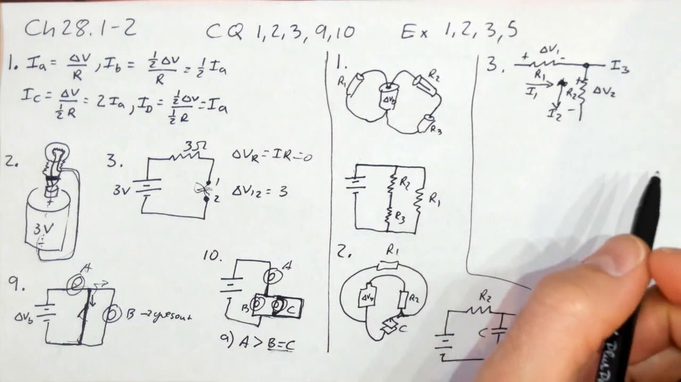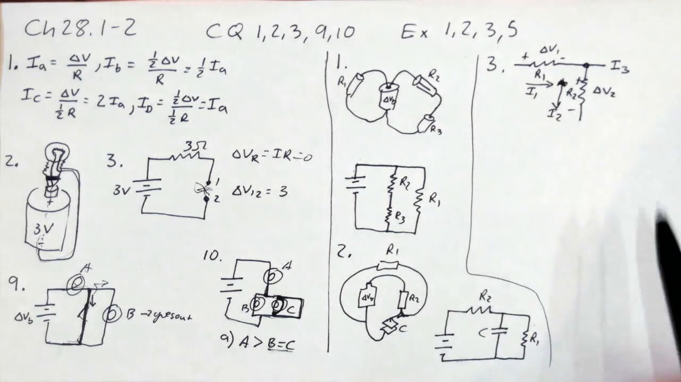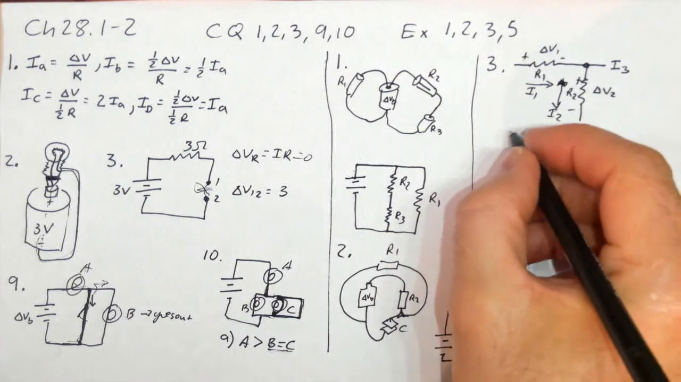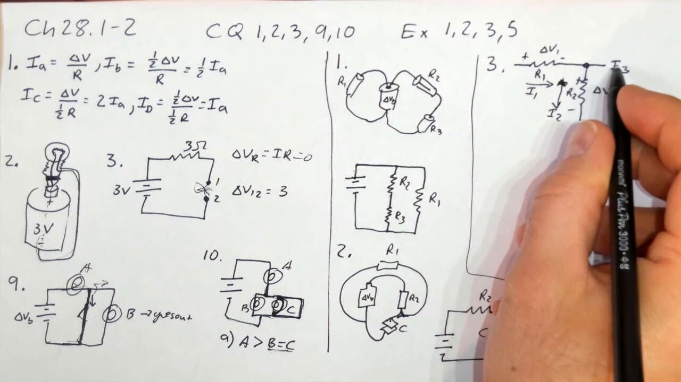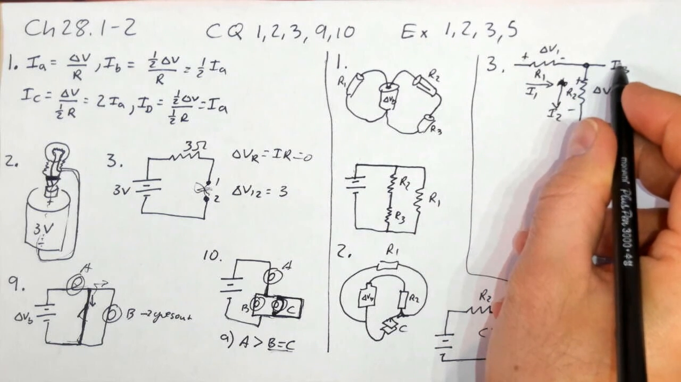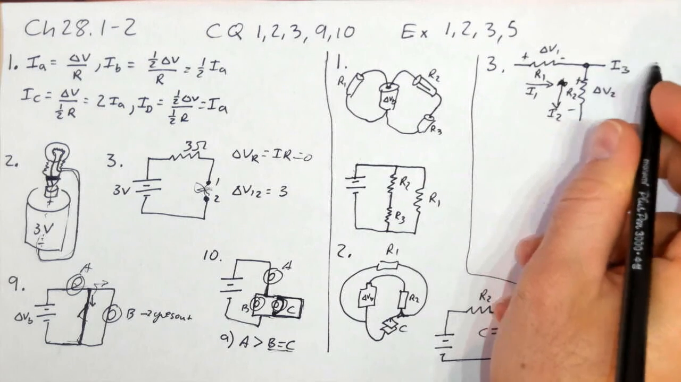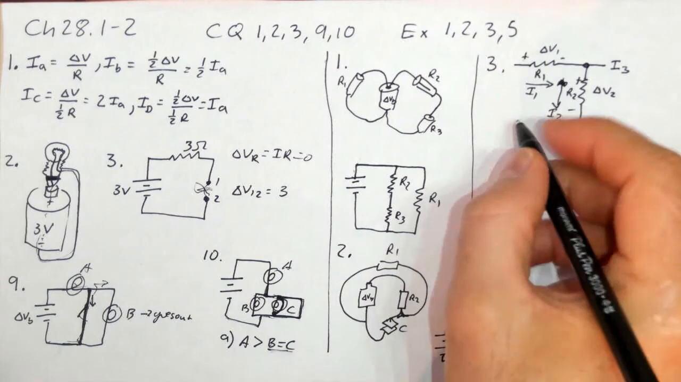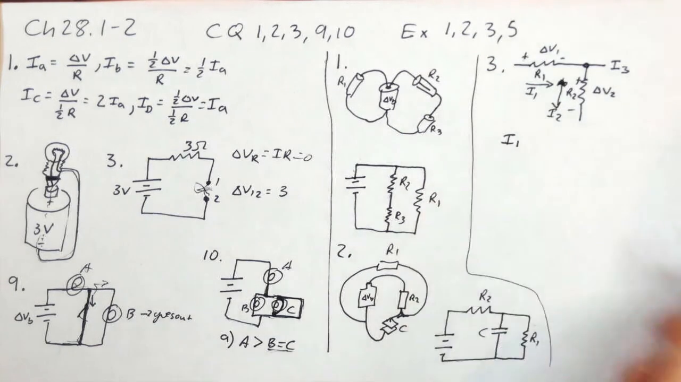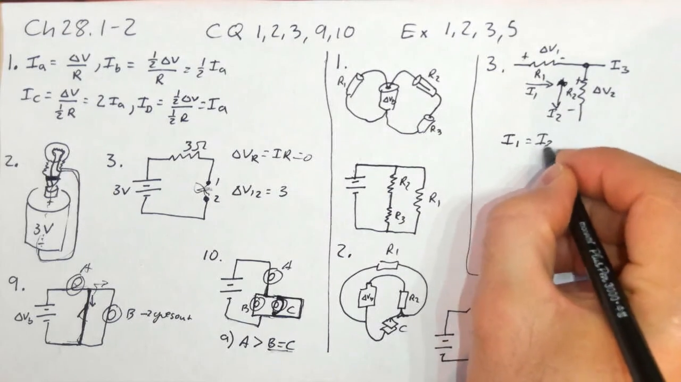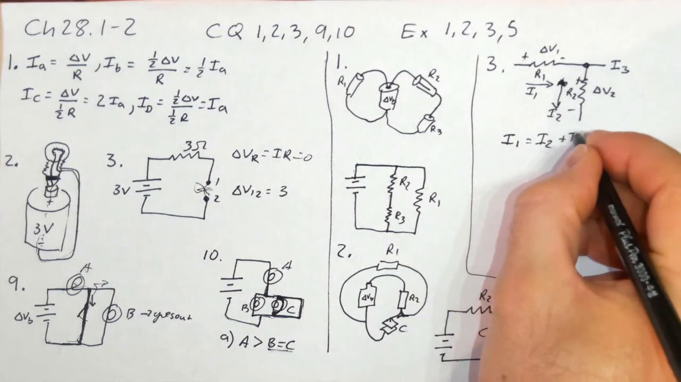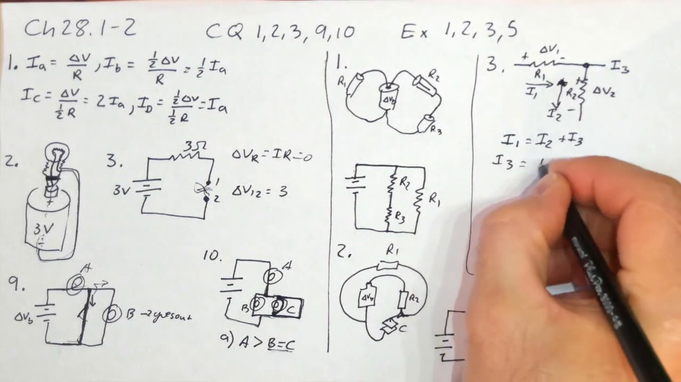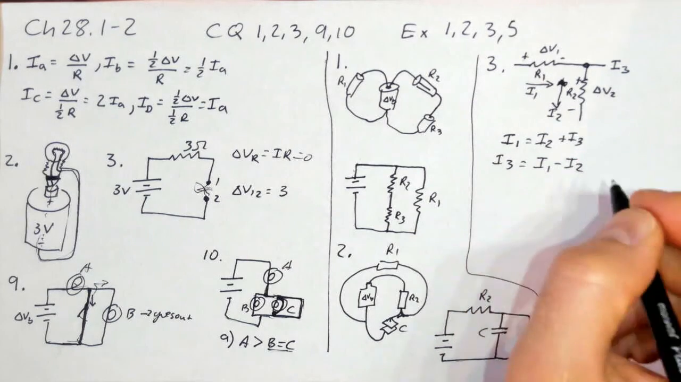So our question is, what is I3? So what rule are we going to use to be able to solve this? It is the junction rule, or the node rule. And so I'm going to make a guess that I3 is flowing out. And maybe I'm wrong, but we'll just see. So I've got I1 is flowing in, I2 is flowing out, and I'm making a guess that I3 is flowing out. So I3 then is equal to I1 minus I2.